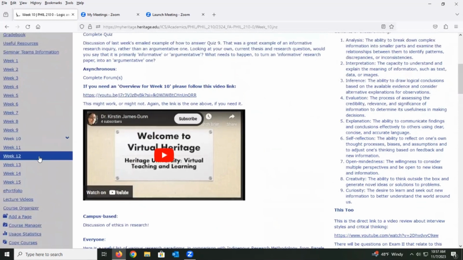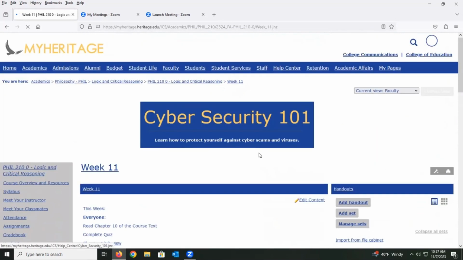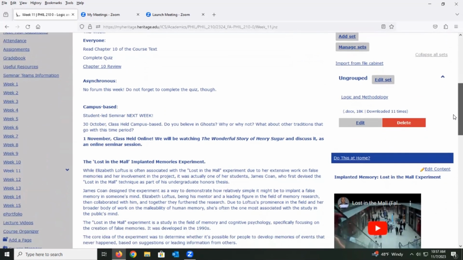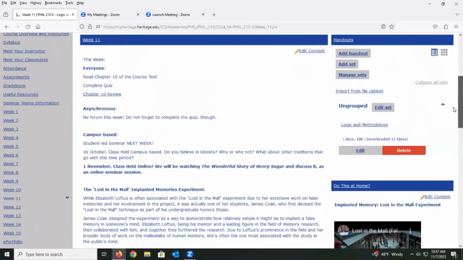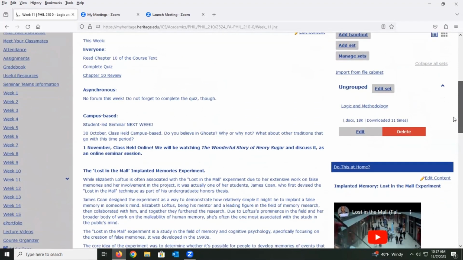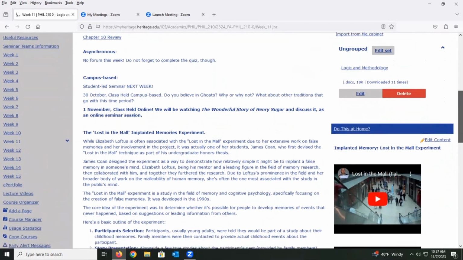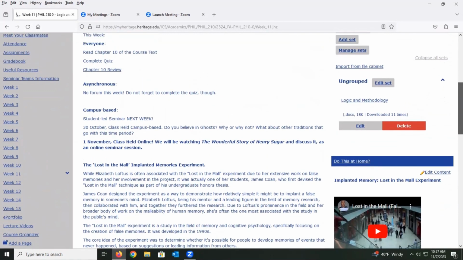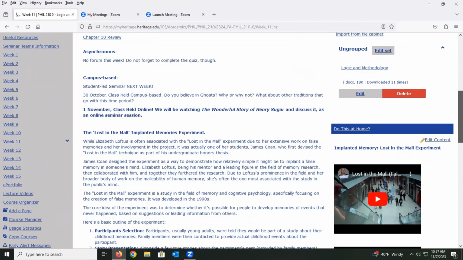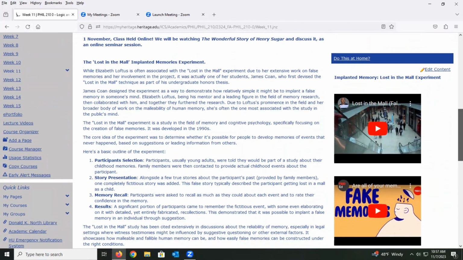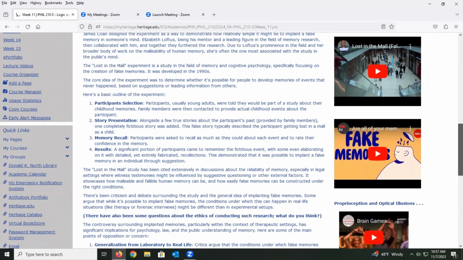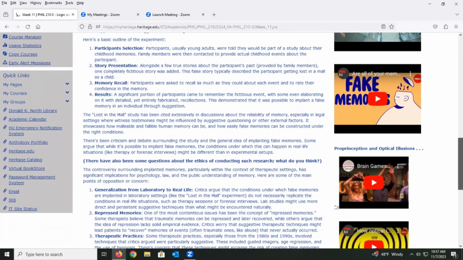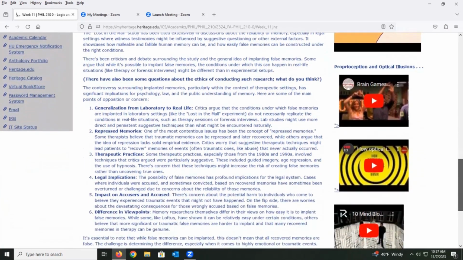Okay, then we went on to week 11. In week 11, primarily this week, there were no forums for the asynchronous learning community. For the campus-based, we moved the student-led seminar to the following week. We discussed beliefs in the supernatural. If you're in the spring version of this course, we'll be discussing something different during that time period.